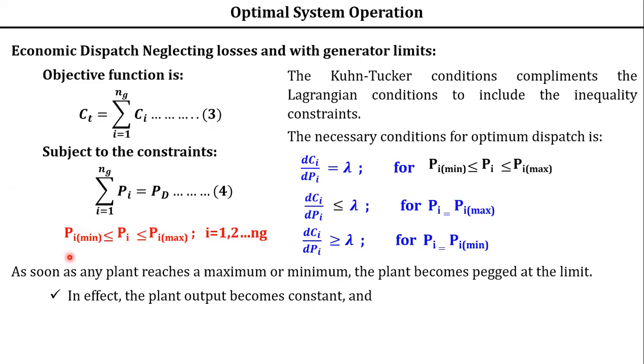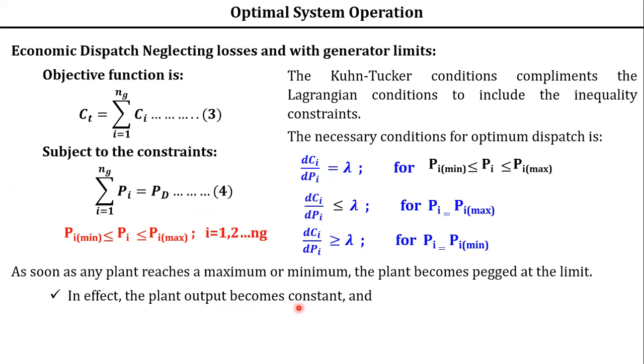Pi has violated the minimum value, so Pi is pegged at Pi minimum. Any additional load will be taken by the different plant. Suppose two plants are there. Plant 1 has violated the lower limit, so it is pegged at the lower limit. Any additional load will be taken by plant 2, because plant 1 stays constant up to a particular value of incremental fuel cost. That we will see in the numerical example, and you will come to know.